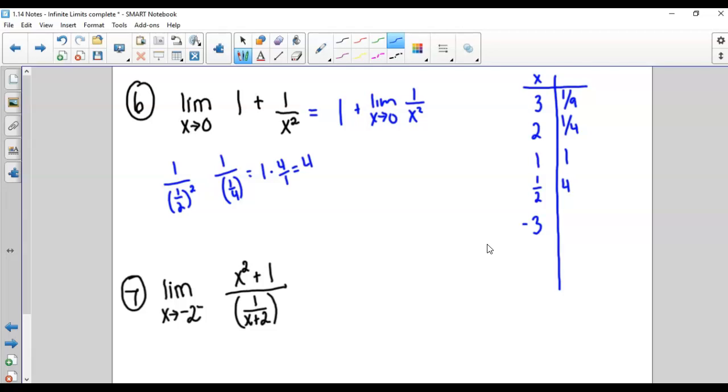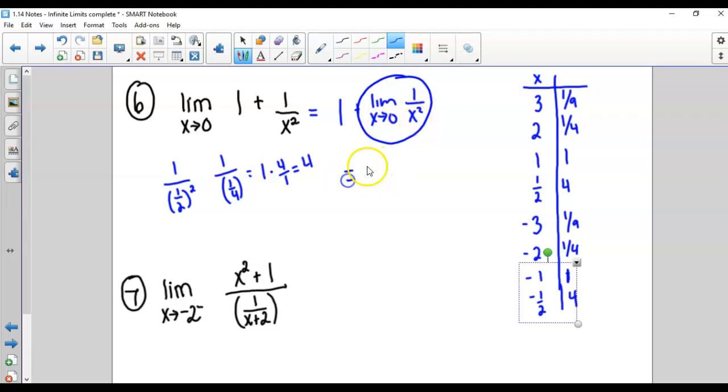No, because we're squaring that x squared. So we'll have 1/9, and we'll have 1/4, and for -1 we'll have positive 1, and for -1/2 we would also have 4. So from the right hand side, as we get closer and closer to 0, our values increase more and more. So we approach infinity. Same thing happens from the left. So this limit, as x approaches 0 of 1/x squared, is going to equal infinity.